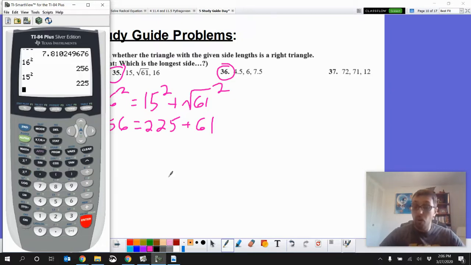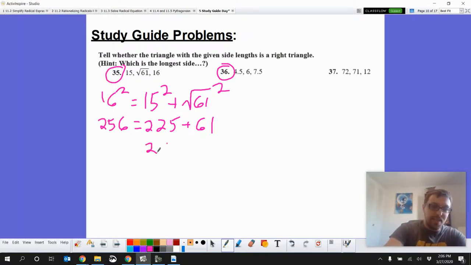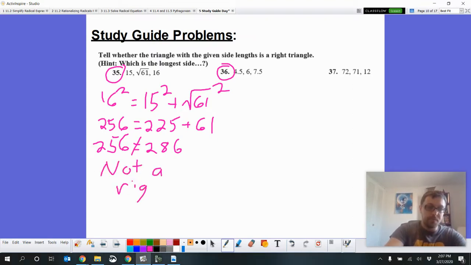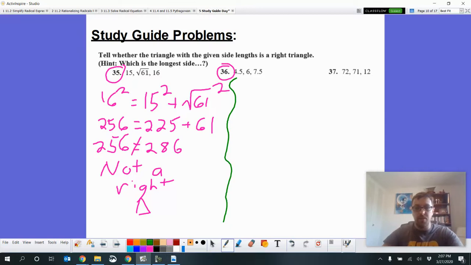What do you think, calculator? Whew, I'm fine. Now I need to know what's 225 plus 61. I hope it's 256. Ah, dang it. That's 286. That's too big. Those are not the same. Since they're not the same, it's not a right triangle. Dang it. All right. Well, here, let's try this other one.